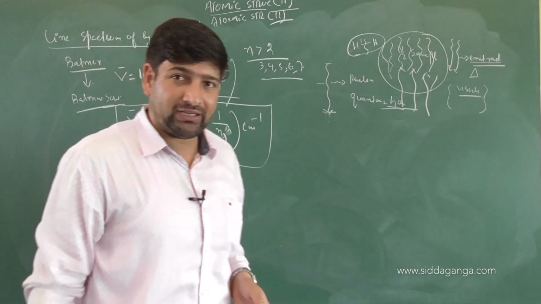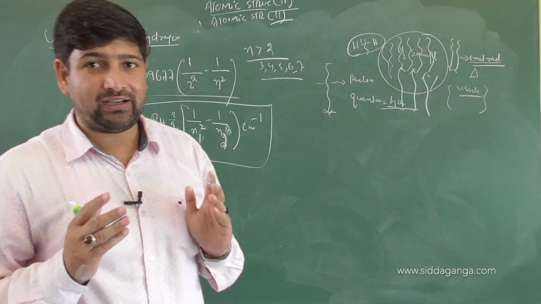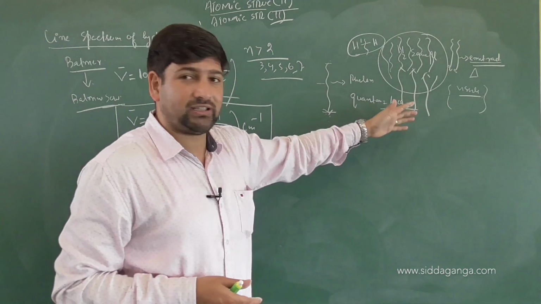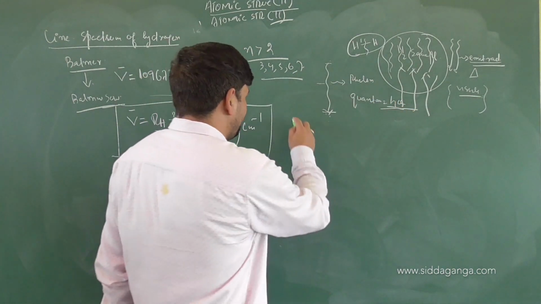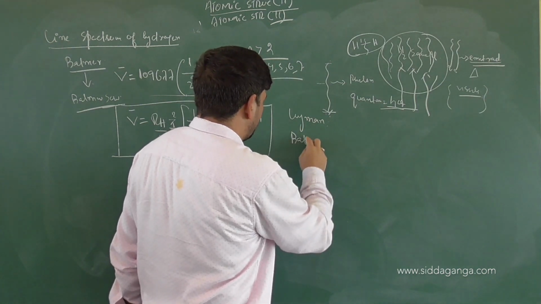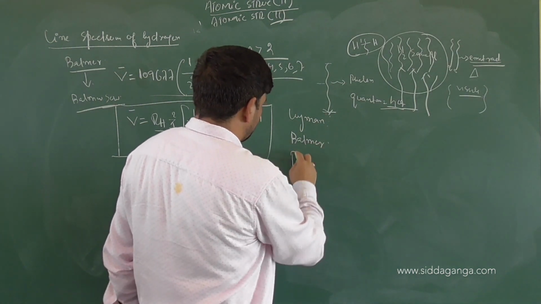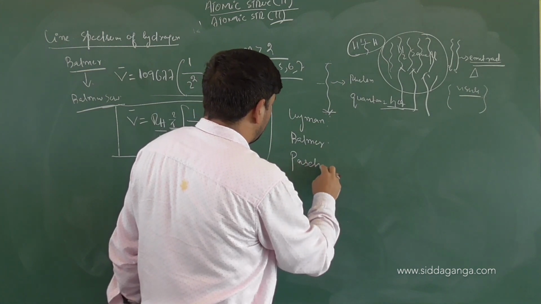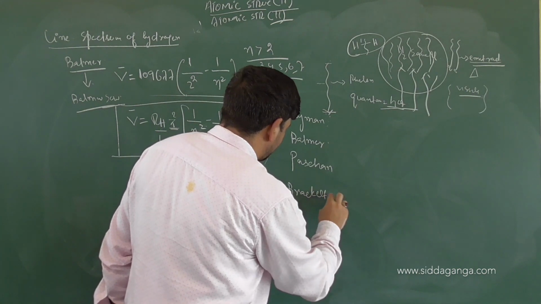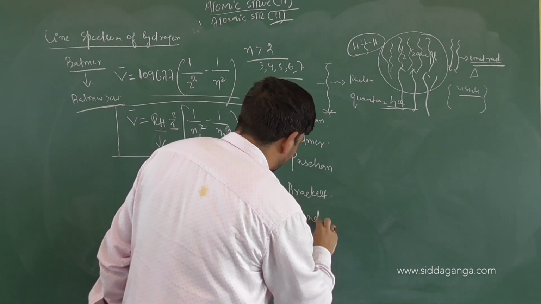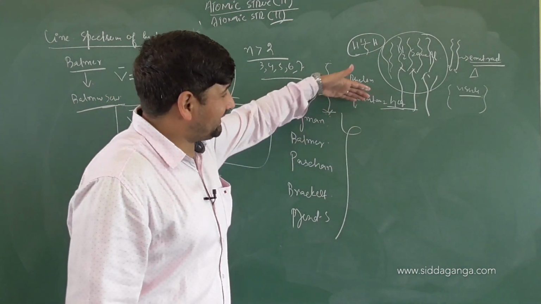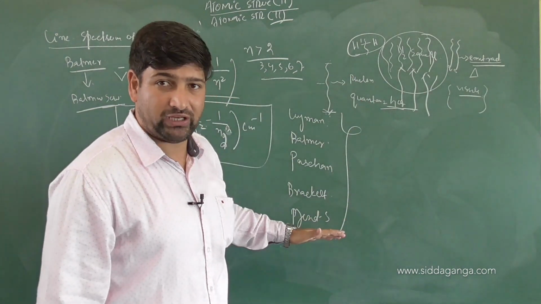Spectroscopic and mathematical studies on the hydrogen atom gave us a clear-cut indication, because not only one series, there are so many series in hydrogen that we are obtaining. Like we have the Lyman series, I will discuss all these. Lyman series, Balmer series, Paschen series, Brackett series, and Pfund series. Each will have its excited level different and ground levels will be varying.